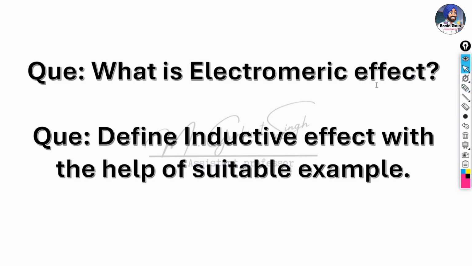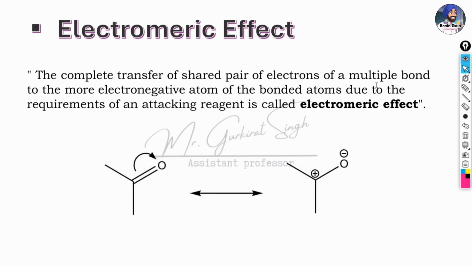So firstly we are going to discuss electromeric effect. Electromeric effect is the movement of pi bond or pi electrons from an atom that is having lower electron affinity to higher electron affinity. Let's discuss with the help of a suitable example.